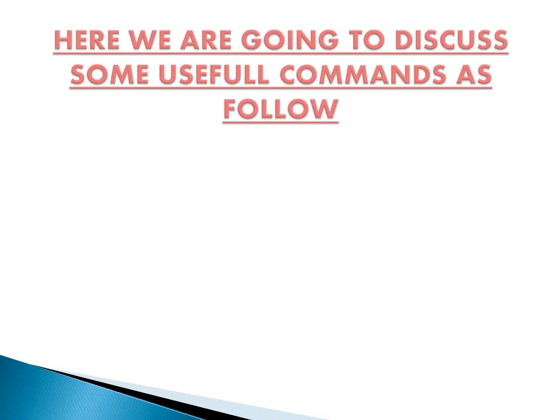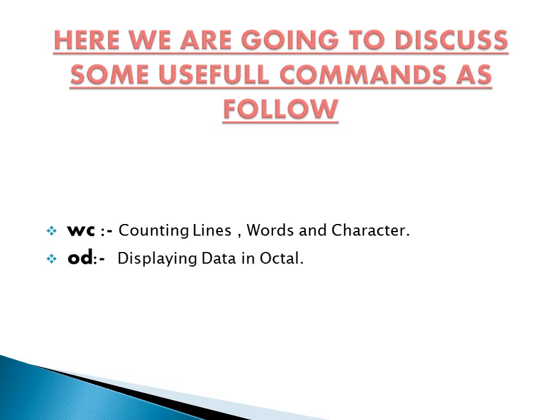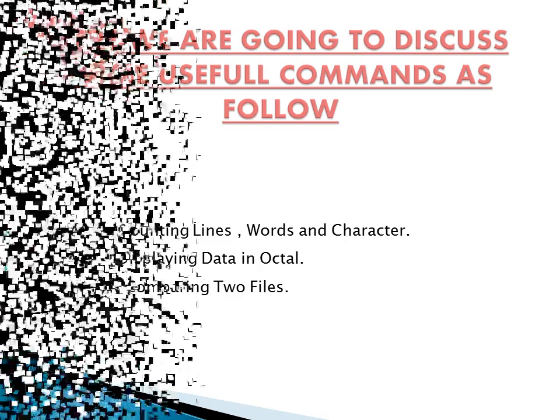Today we are going to discuss some useful commands of Unix. The first command is the wc command, which is used for counting lines, words and characters. The second command is the od command, which is used to display data in octal. And the third command is cmp, which is used to compare two files.